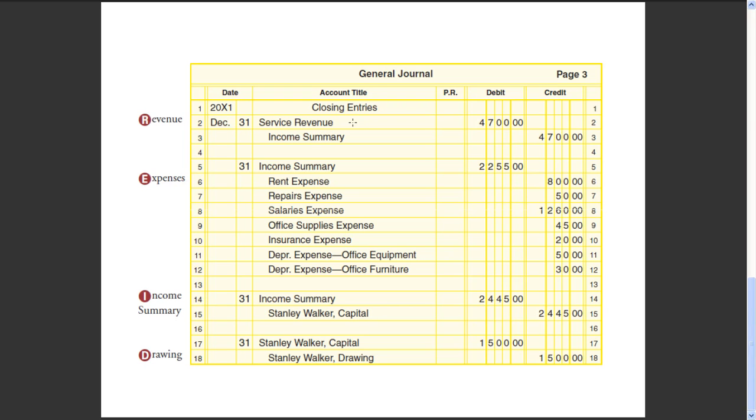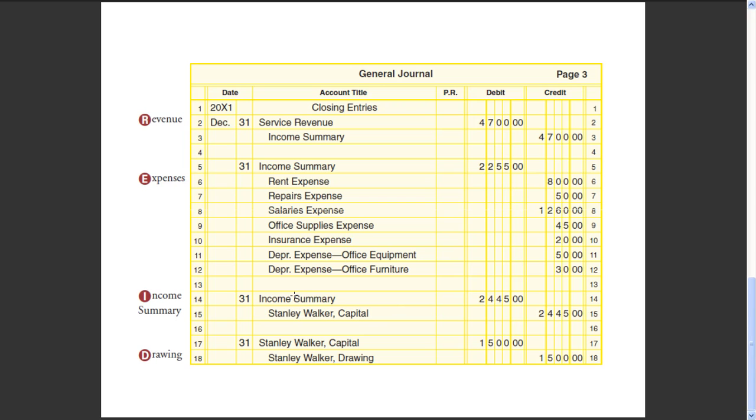The first one, we're going to take revenue. Revenue was sitting in our accounts as a credit, so we will need to do a debit to close it out, and we're going to drop that balance into a very temporary account called income summary. It's just to close out revenue and expenses. The next step that we'll take is to close out the expenses. All our expenses are sitting on the books as debits, so to close them out, we will do a series of credits to each account, and then the total of that balance will drop into income summary.